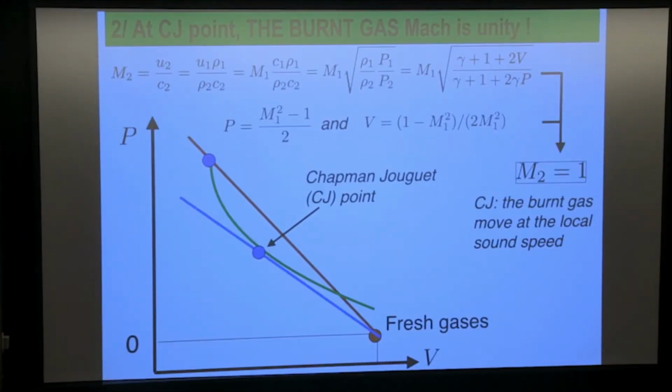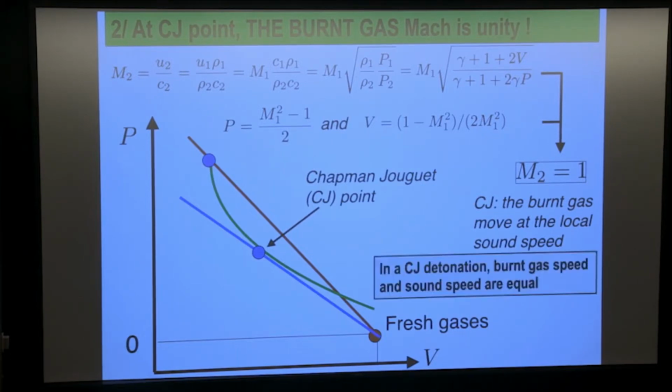A second reason is that if you do the math and you compute the Mach number in the burned gases, again, it's amazing, but you find 1. Which means that the velocity of the burned gases is equal to the sound speed. And this is also something I mentioned initially. When you have a detonation, this is the moment where you have a locking of sound and flame.